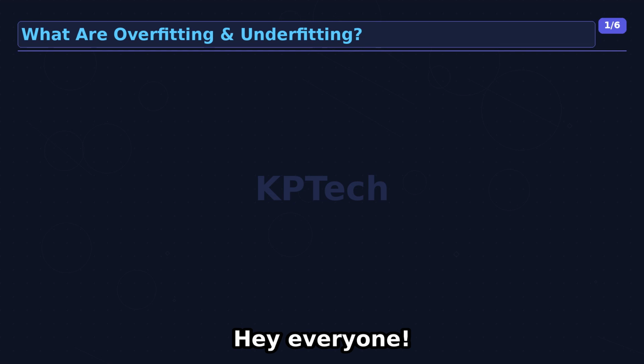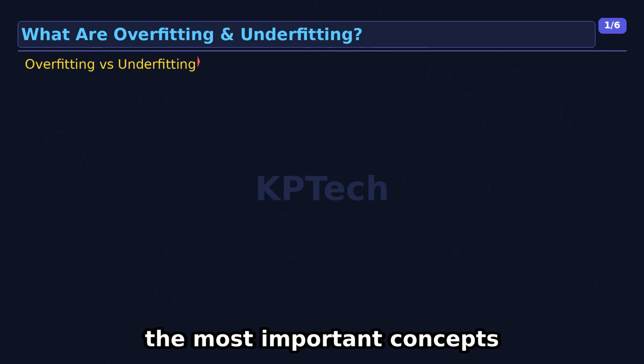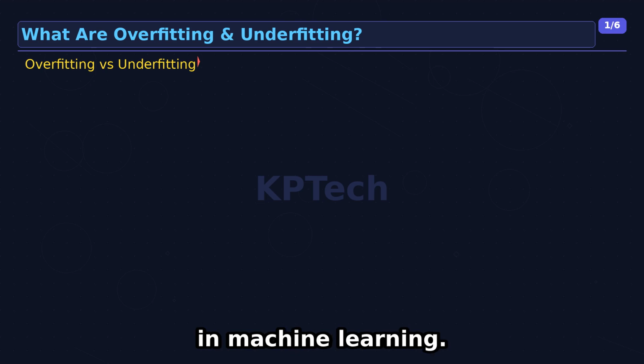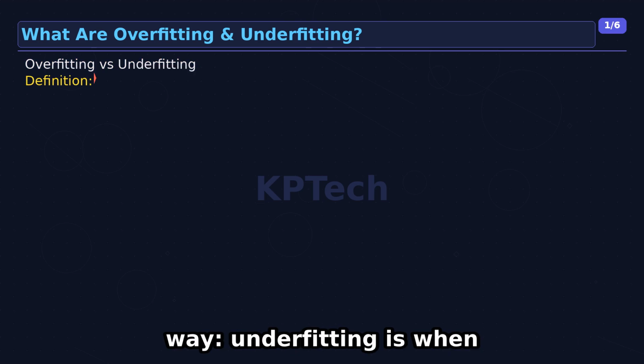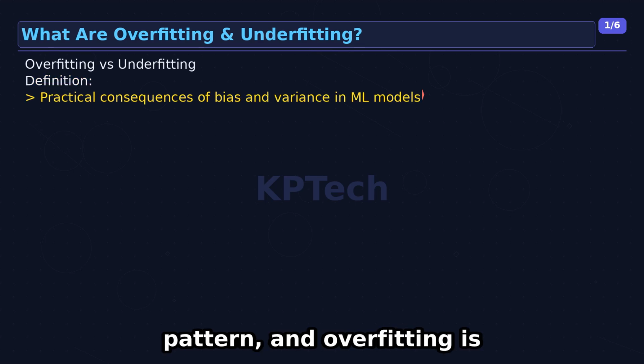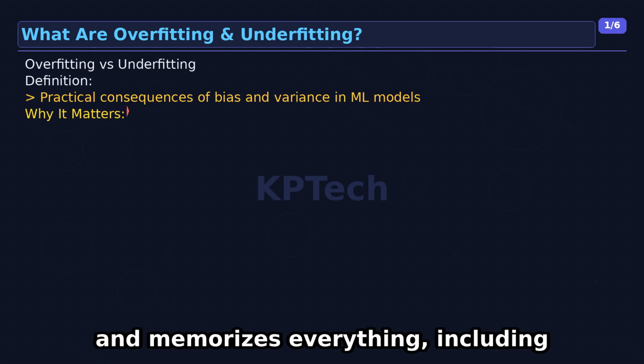Hey everyone! Today we're diving into overfitting versus underfitting, two of the most important concepts in machine learning. Think of it this way, underfitting is when your model is too dumb to learn the pattern, and overfitting is when it's too smart for its own good and memorizes everything, including the noise.